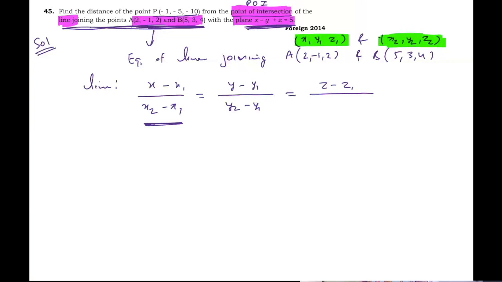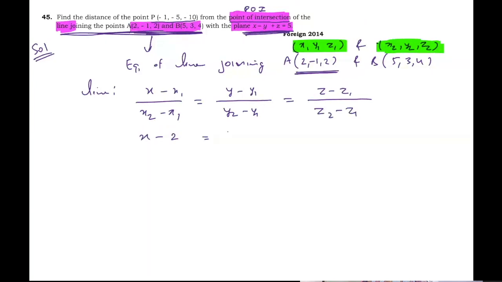We know this is x1, y1, z1, so just put the values of x1, y1 and z1. Y minus y1 is -1. Here z minus z1 is 2, divided by x2 minus x1. This is x2 and this is x1, so just find x2 minus x1: 5 minus 2. Similarly, y2 minus y1: 3 minus 1. Then 4 minus 2. This is the equation of the line joining 2 points.